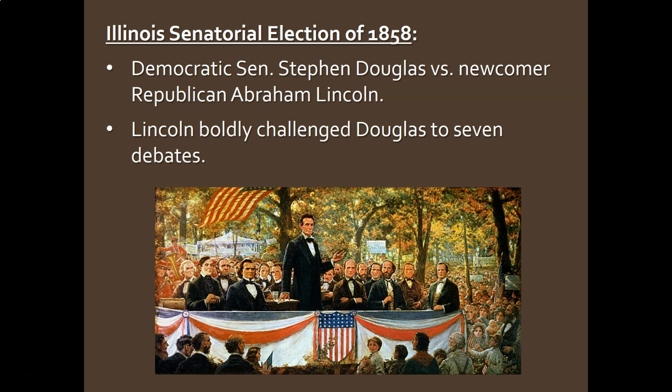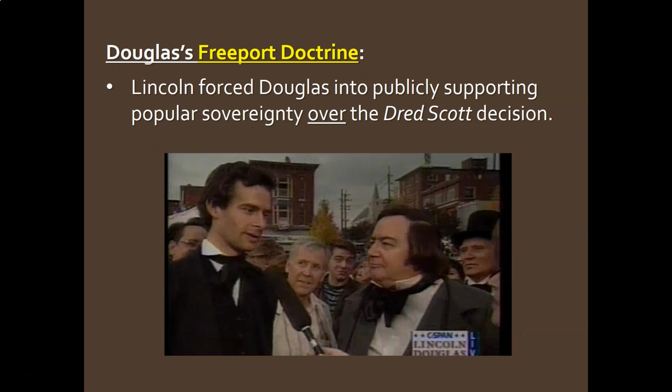So let's get into this senatorial election. Now, if you recall, back in this time period, senators were chosen not by individual voters, but by state legislature. Nonetheless, they're going to have an election campaign. And what Lincoln does is he challenges Douglas to a series of debates across the state, because as a newcomer, as a challenger, you need to do something to break the momentum of the incumbent. And so he's going to try to outdo Douglas on the debate stage.